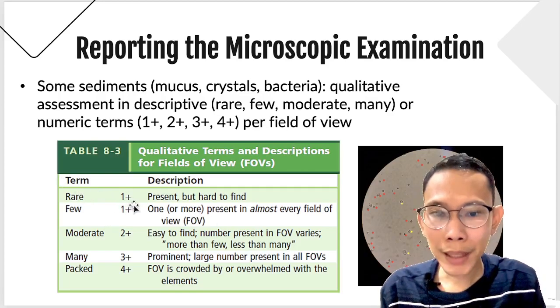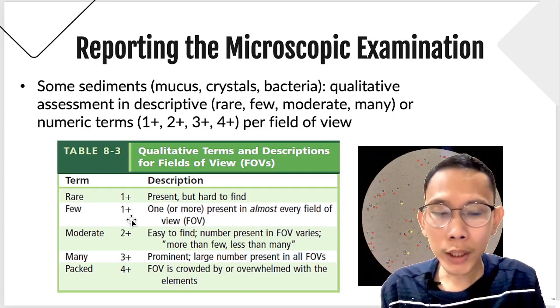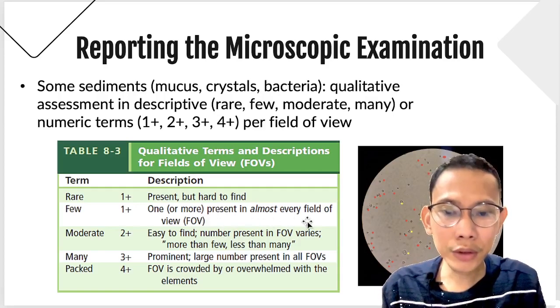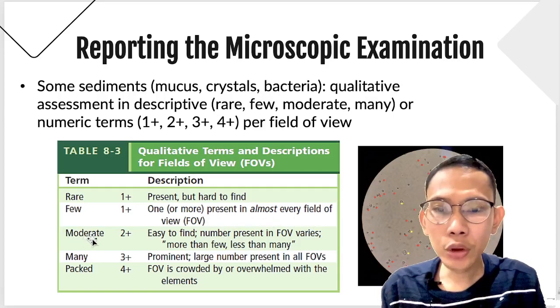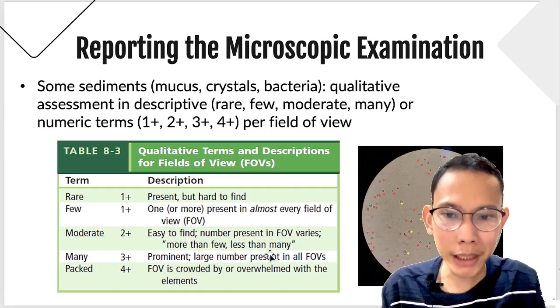Rare, 1 plus, present but hard to find. Few, 1 plus, present in almost every field of view. Moderate or 2 plus, easy to find, number present in the field of view varies, more than few, less than many.